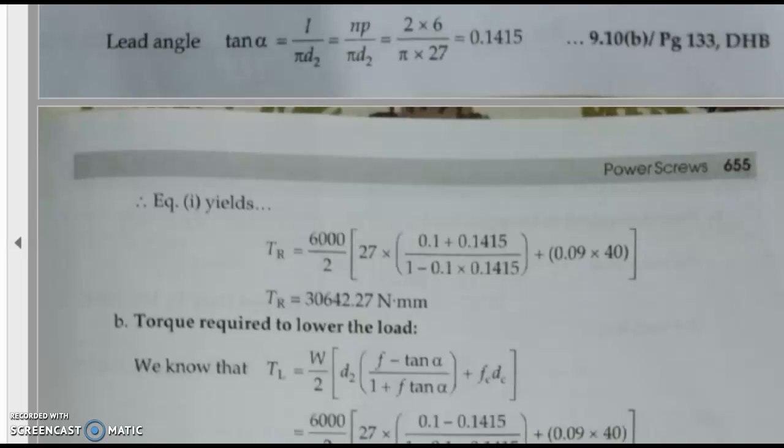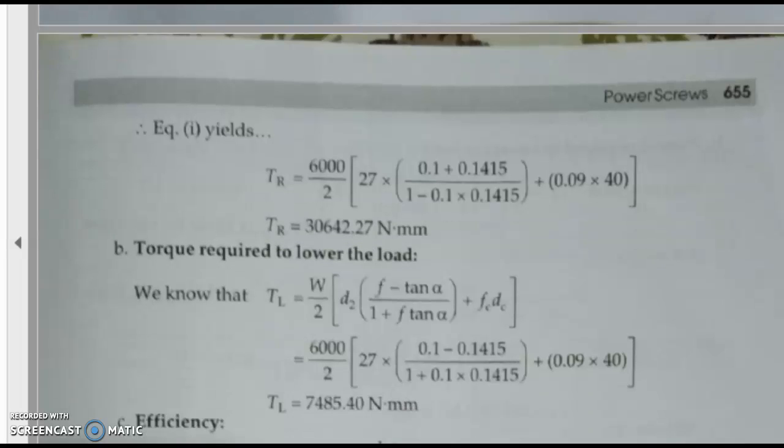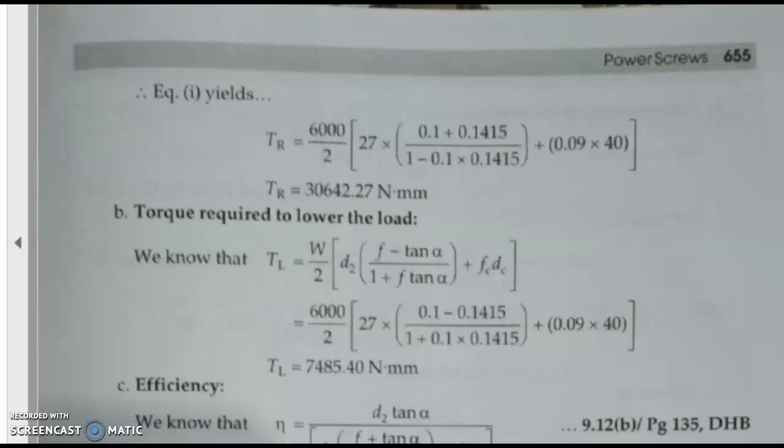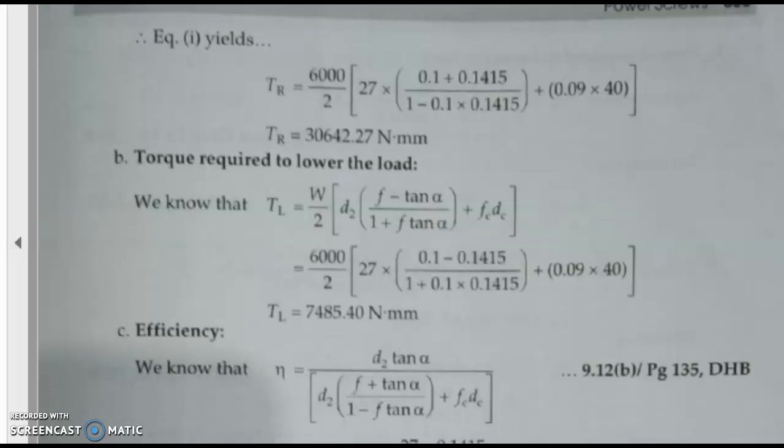Next they are asking about TL. Again we can substitute the values: W by 2 into D2 into f minus tan alpha divided by 1 plus f tan alpha, that is the main difference between TL and TR. Then if we substitute all these values, we will get TL is equal to 7485.4 Newton millimeter.